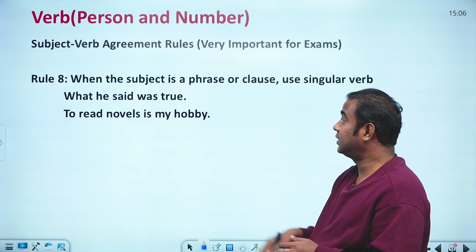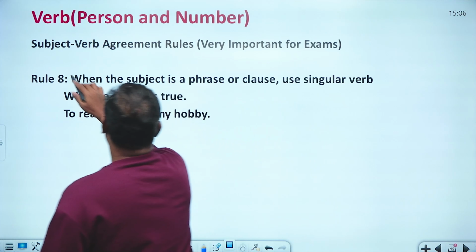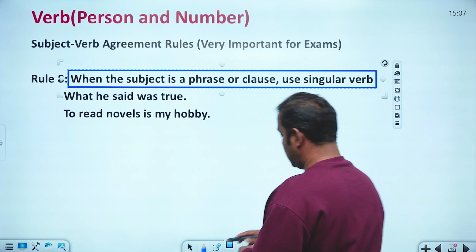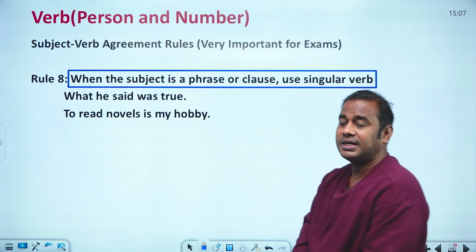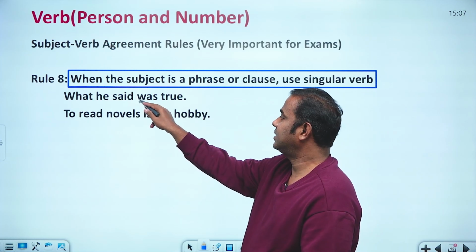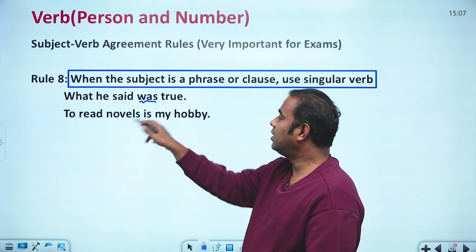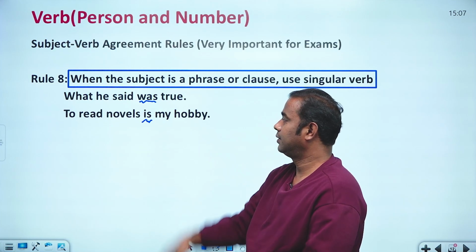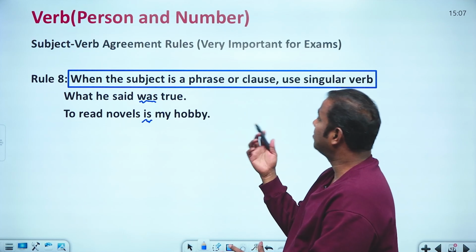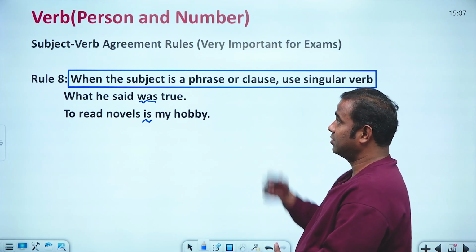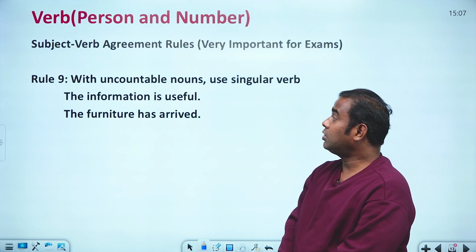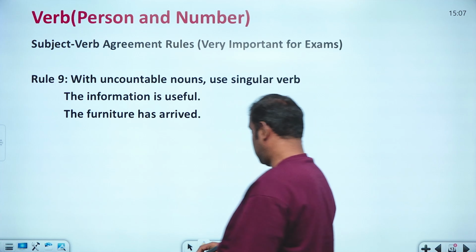Now, when the subject is a phrase or clause, then use a singular verb. What he said is true. What he said was true. And to read novels is my hobby. Whenever the subject is a phrase or a clause, you have to follow this rule. Then, with countable nouns, use a singular verb.